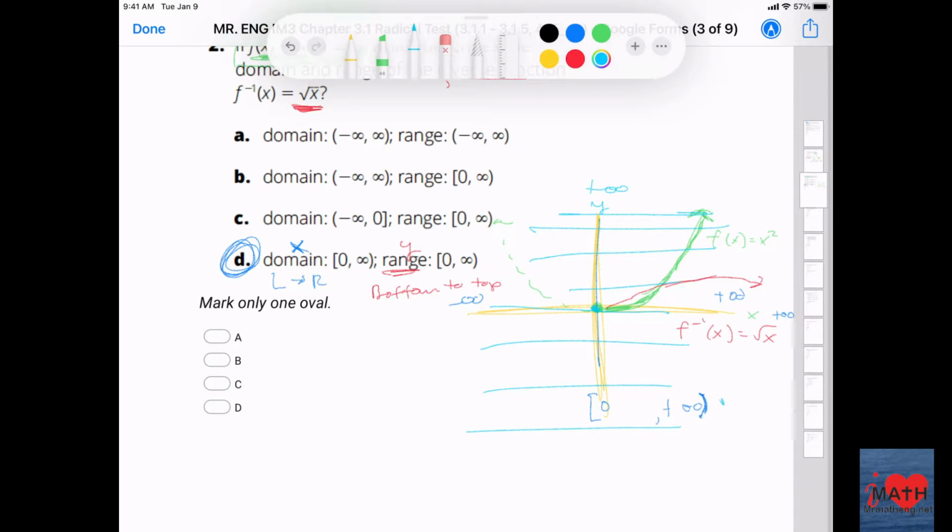So the range is also the same thing. That means your output values are from 0 all the way up to infinity, including 0. And so that would only be these 3 options. And the only correct one that has it is D. So question number 2, the answer is D.